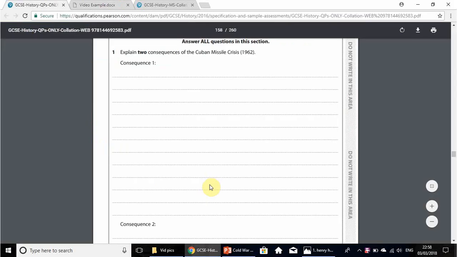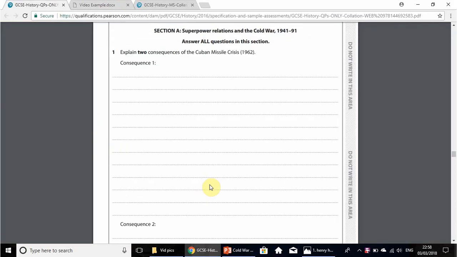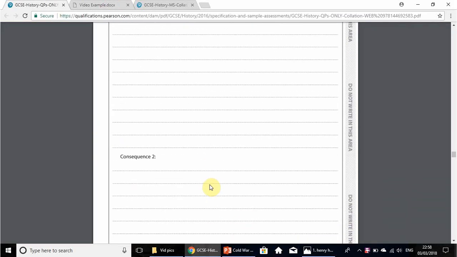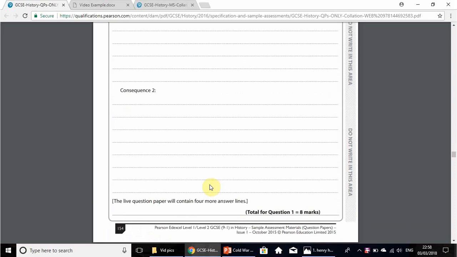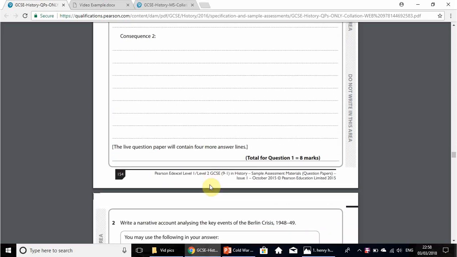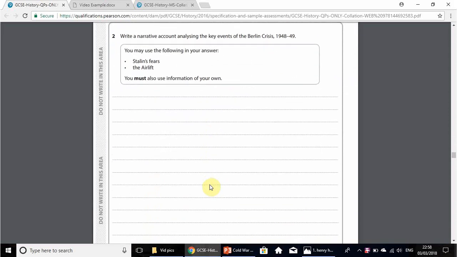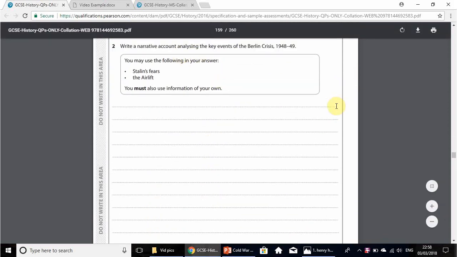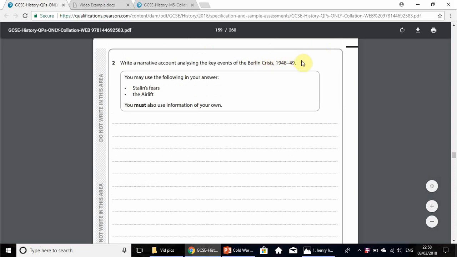So that question was worth about 8 marks. 8 marks exactly. So you're going to spend about 10 to 12 minutes on that question, hopefully just 10 because it's quite straightforward. Okay, next we've got the narrative account question. So write a narrative account analysing the key events of the Berlin crisis 1948 to 49.